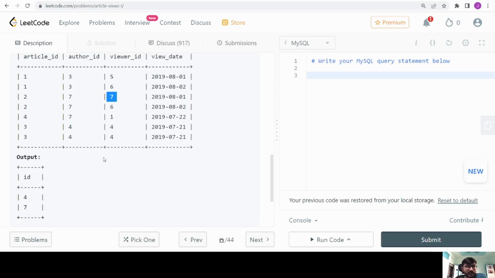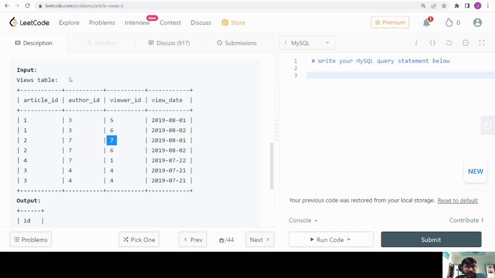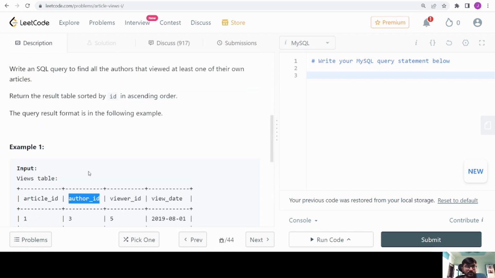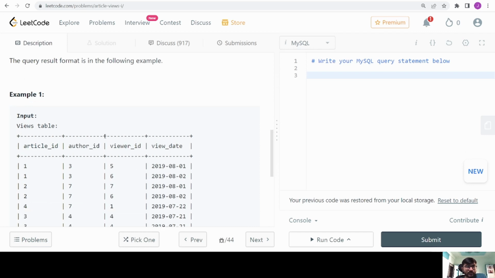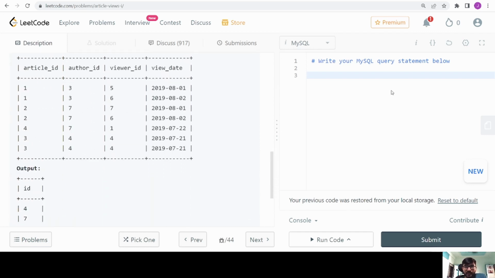Again, we are told that we need to sort the answer by author ID, so that is very important. And we need to alias author_id as id. That is very important, otherwise our answer would not get accepted.